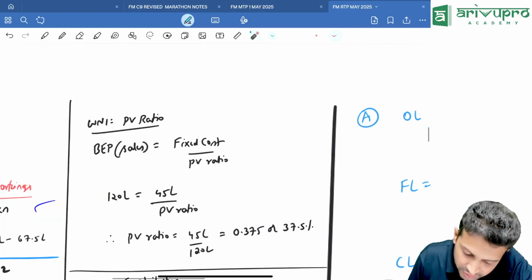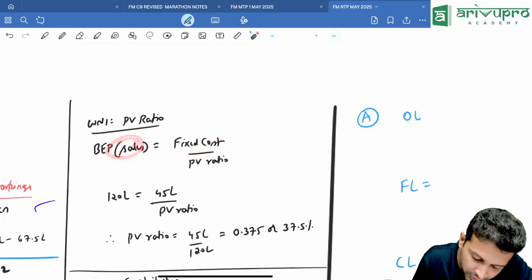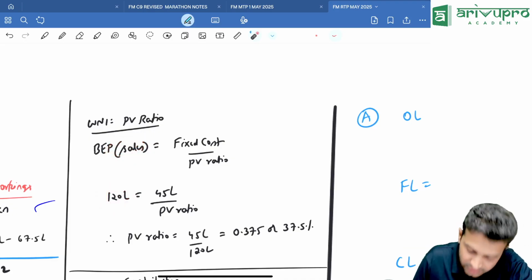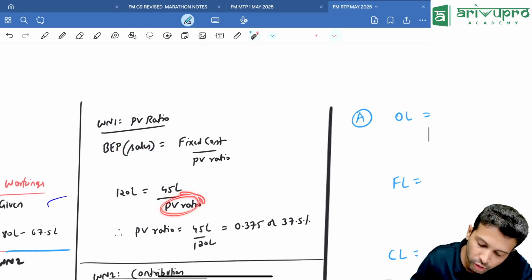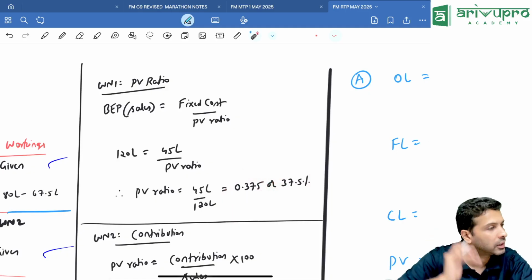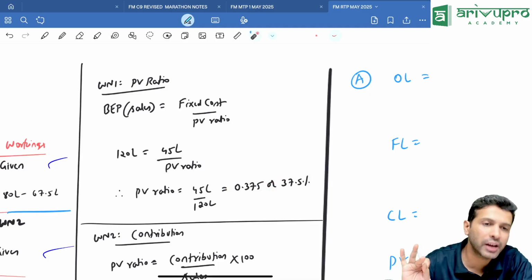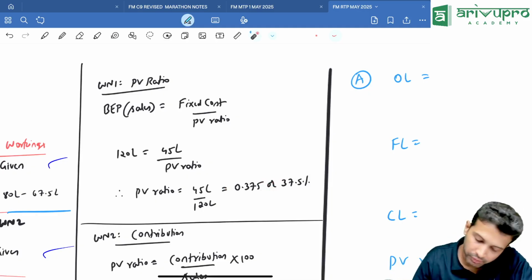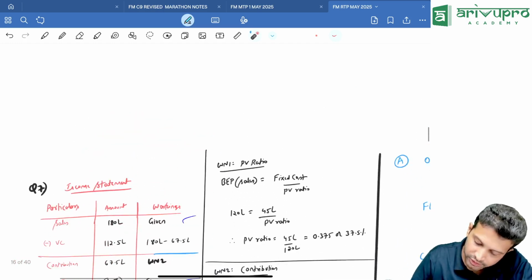Break-even point sales is given by the formula fixed cost divided by PV ratio. Break-even point they've given in the question to be 120 lakhs. Fixed cost they've given in the problem to be 45 lakh. Substituting, you get PV ratio as 0.375 or 37.5%. This is one of the requirements of the question which we have covered.